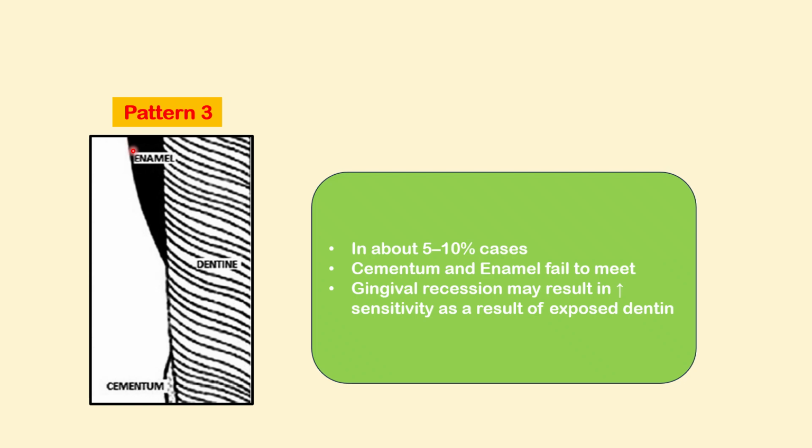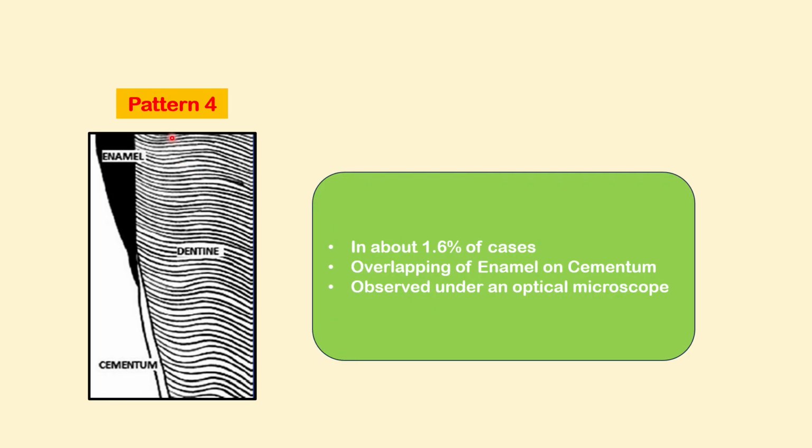Coming to pattern 3, we can see that the cementum and the enamel fail to meet, and this is seen in about 5 to 10% of cases. Due to the exposed dentine, gingival recession occurs, which results in increased sensitivity. Coming to pattern 4, we can see that there is overlapping of enamel on cementum. It is observed under an optical microscope and it is seen in about 1.6% of cases.